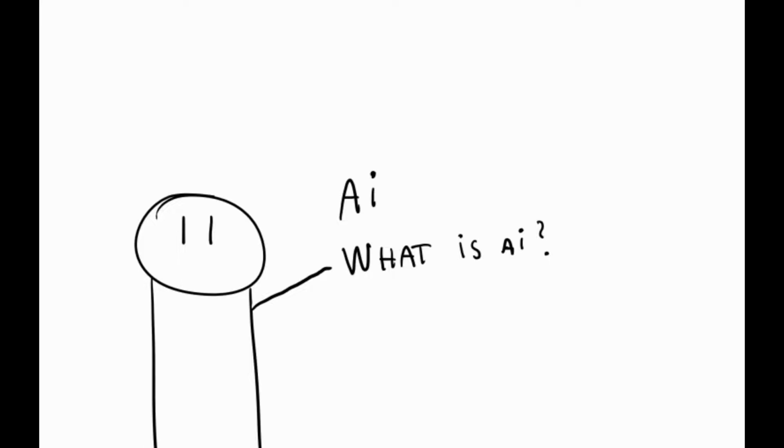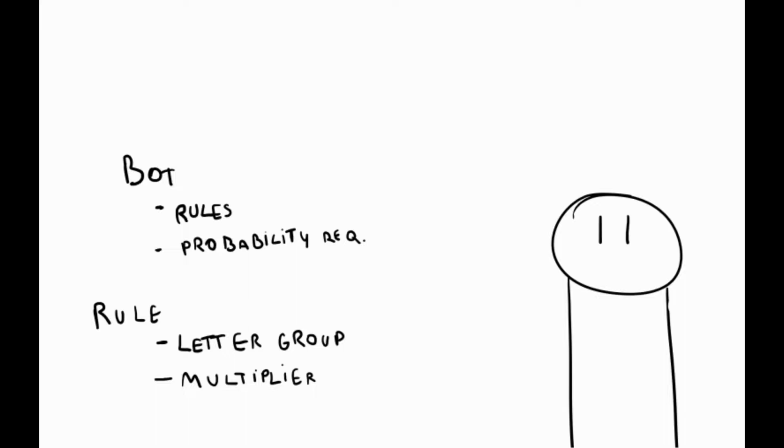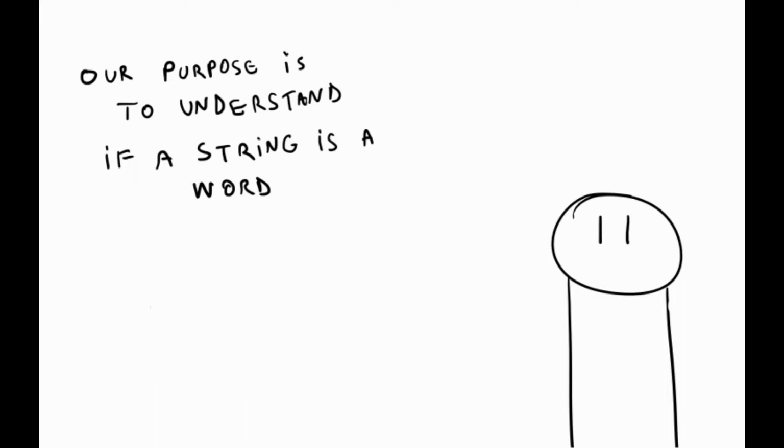With that out of the way, how does my AI for this video work? Today's AI purpose is to understand if you give it a word, if it's a garbled mess, or an actual word. In order to achieve this, I have created a bot which has rules, required probability, and each rule has a letter group and a multiplier. Remember what our bot is supposed to do. Here is an example of how we're going to use everything I described above.